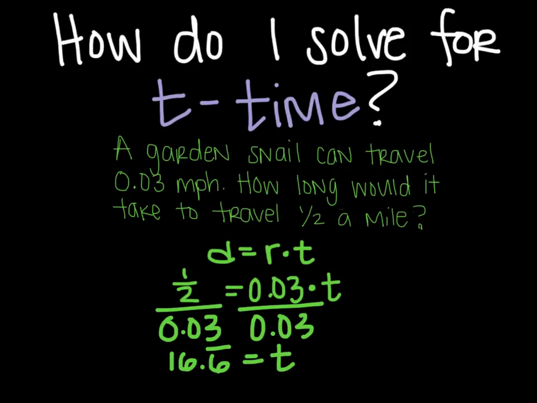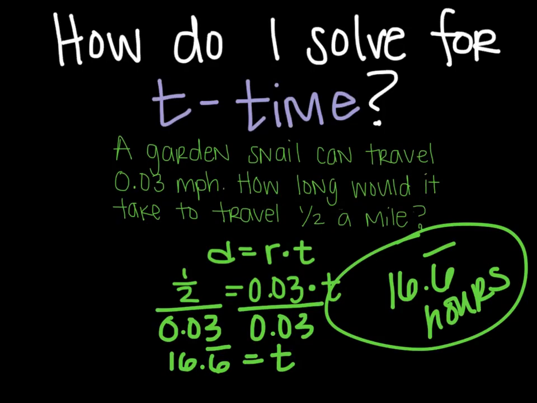And then of course we have to label that. How long would it take? Well, we have to go to our rate to figure out what our time label is, and we're talking about hours, so it would be 16.6 repeating hours. So 16 2/3 hours it would take a snail to travel half a mile.